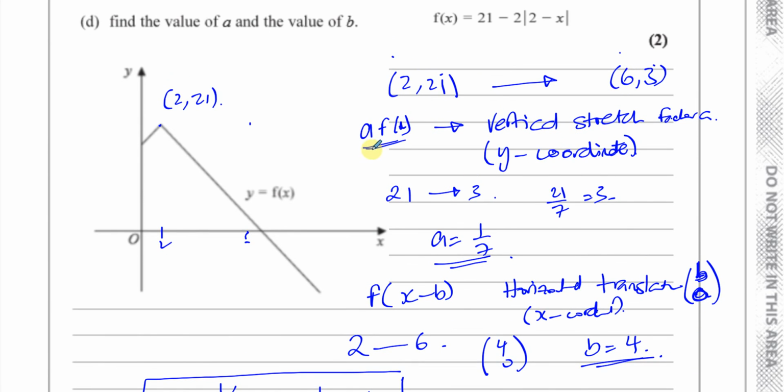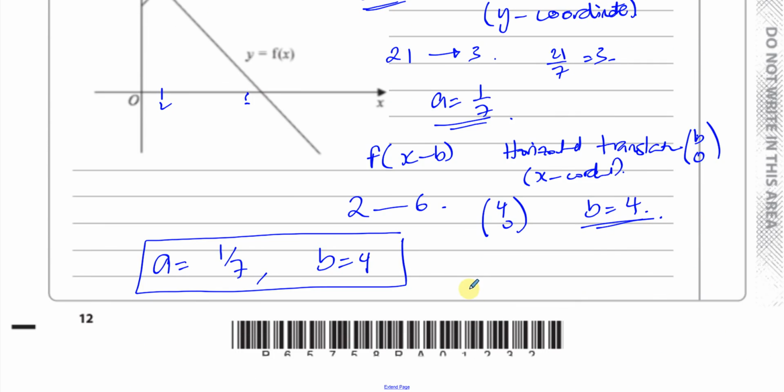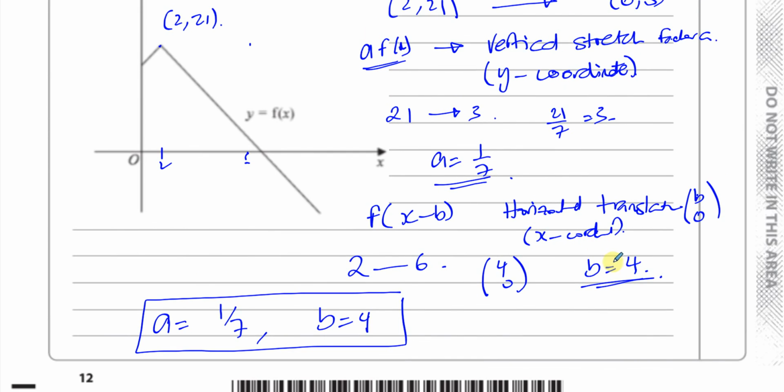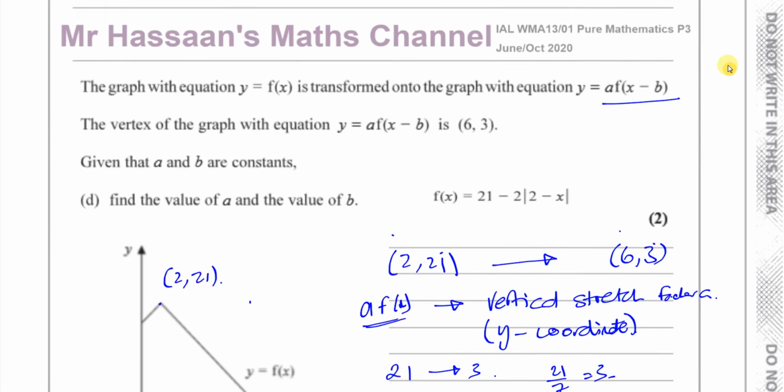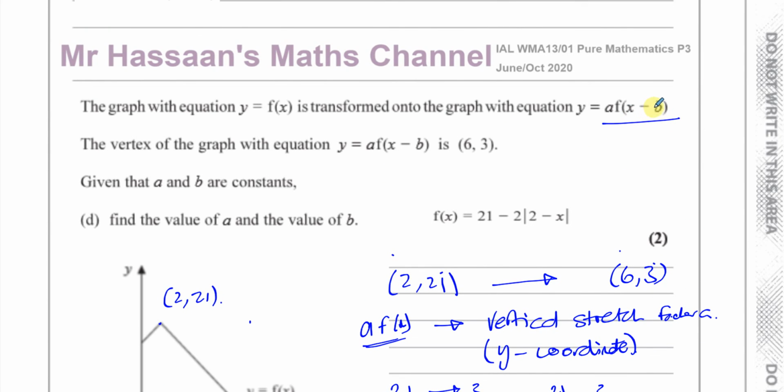Now remember, the things that are outside the function, multiplying the whole function, affect the y coordinates. The things that are inside the function affect the x coordinates. And what's inside the function normally goes the opposite of what you think. So if it says f x minus b, that's going to be a translation of b units to the right, not minus b. Horizontally, it's going to be the opposite sign. So this is b, 0. So even though it's gone to the right 4 spaces and it says minus b, you put b as plus 4, because when you replace b with 4, you're going to have x minus 4.